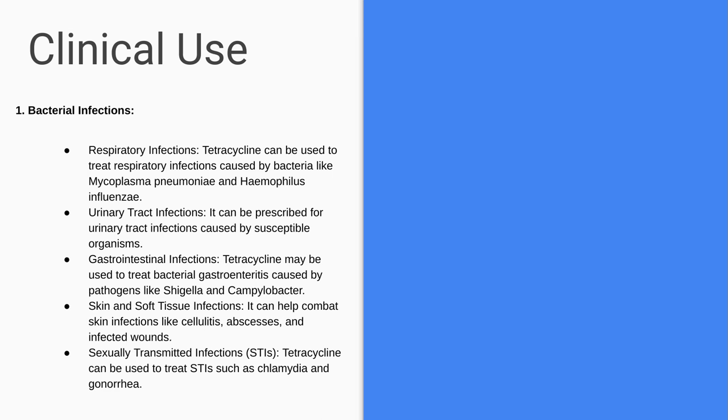Then there is another organism called Campylobacter jejuni. From the name only you can understand that they will be having some connection with jejunum. So Shigella and Campylobacter, both of them, they are working on your gut. And tetracycline can prevent you from suffering from the GI infection. Then there can be skin and soft tissue infections.